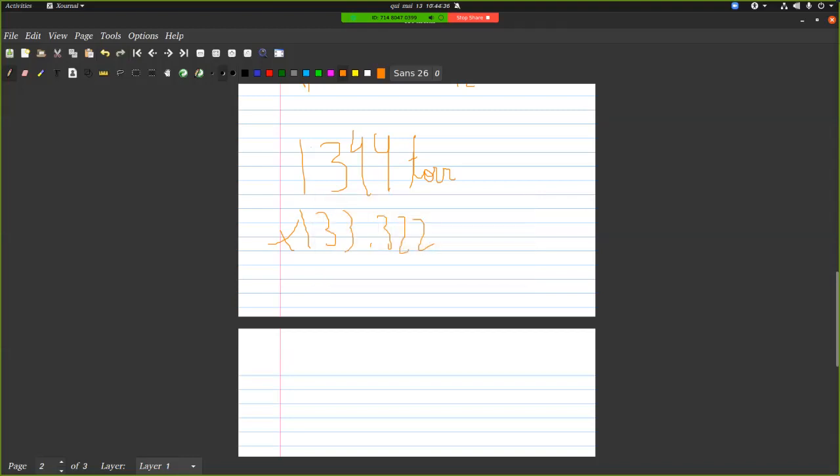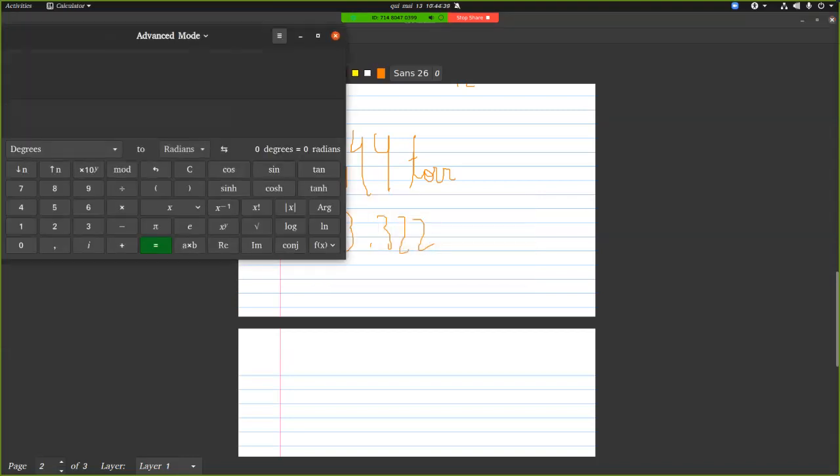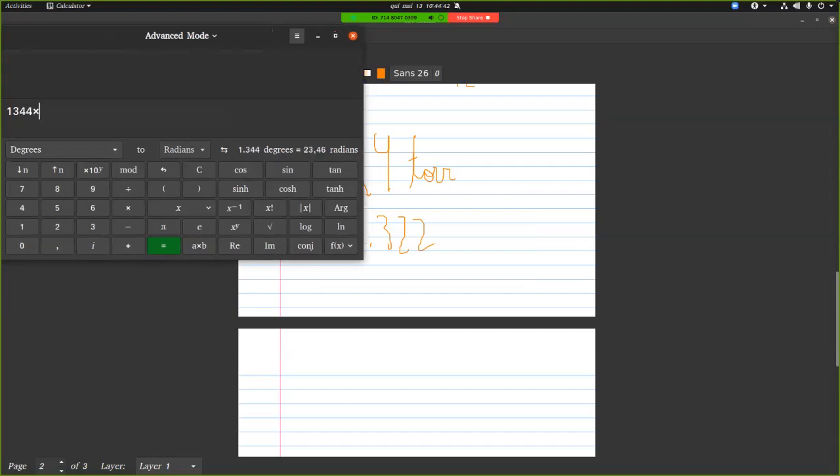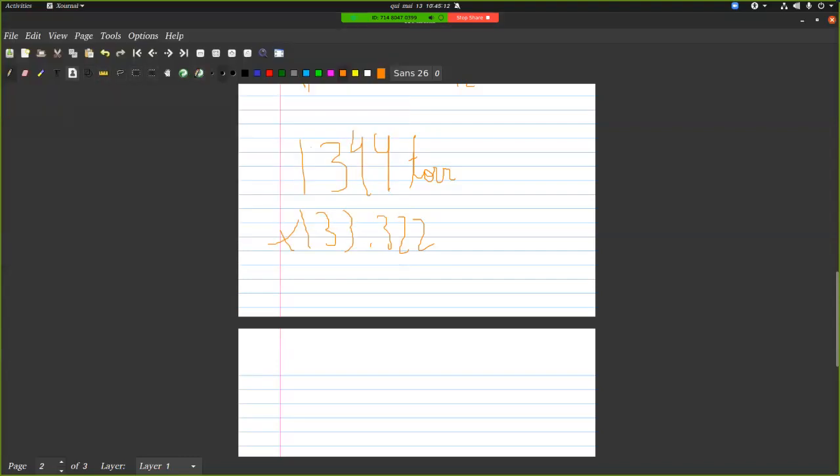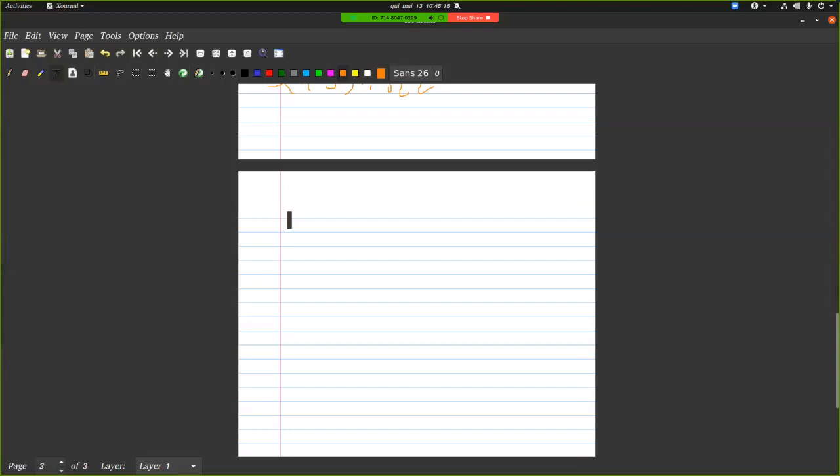And I'm not going to do these in my head because it's going to be a little complicated. So we're going to multiply 1,344 times 133. Okay, this is in Pascal. So that is in Pascal.